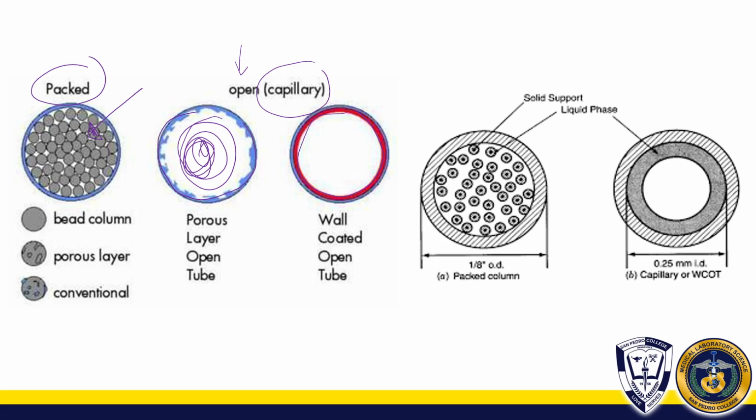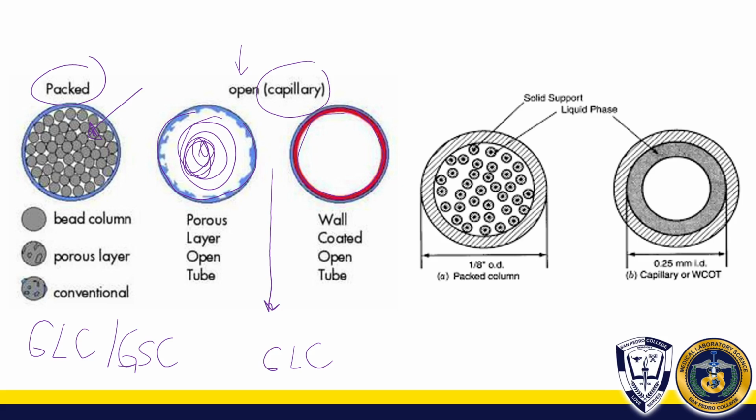So we have the wall-coated open tube or porous layer open tube. Now, a packed column can actually be used for gas-liquid chromatography or gas-solid chromatography. But your open capillary can only be used for gas-liquid chromatography.